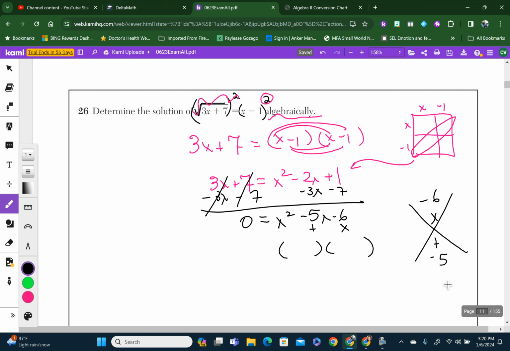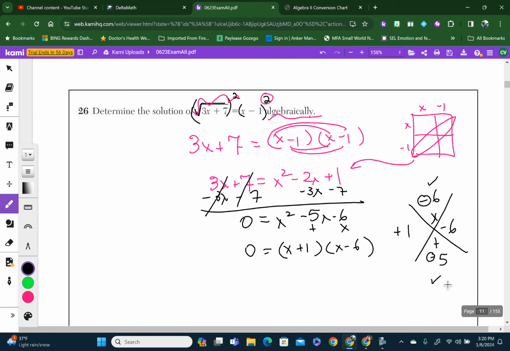So 2 times 3 gives me 6, and they add to give me 5. But I'm looking for two things that multiply to give me a negative number. So that means that the signs have to be different. So I'm going to have 6 and 1. Since the negative sign is with the 5, that means the 6, the bigger number, has to go with that. So let's check what we have right now. 1 times negative 6 is negative 6, and 1 plus negative 6 is negative 5. So that works out. So I have x plus 1 and x minus 6.